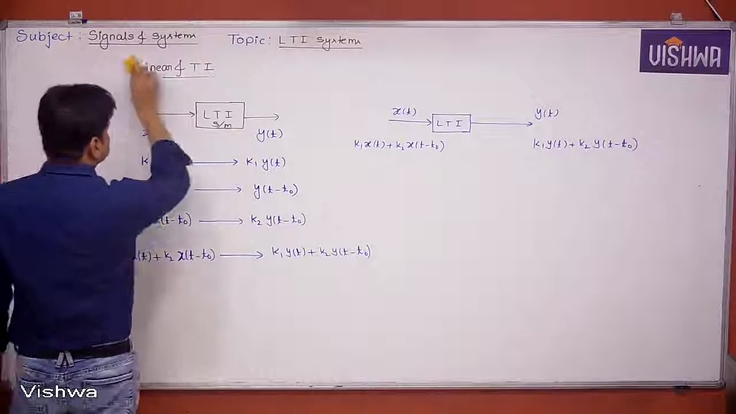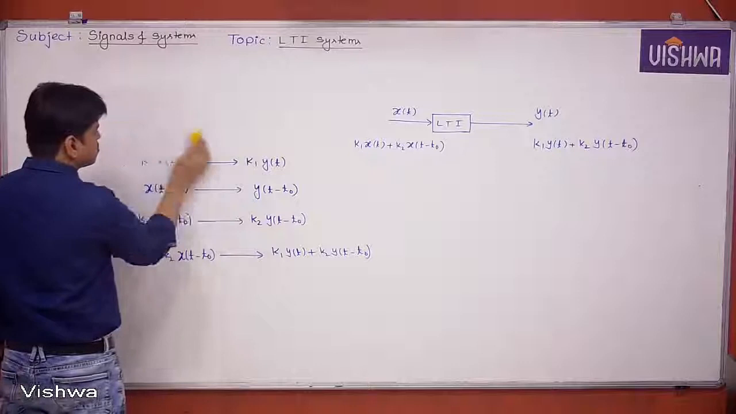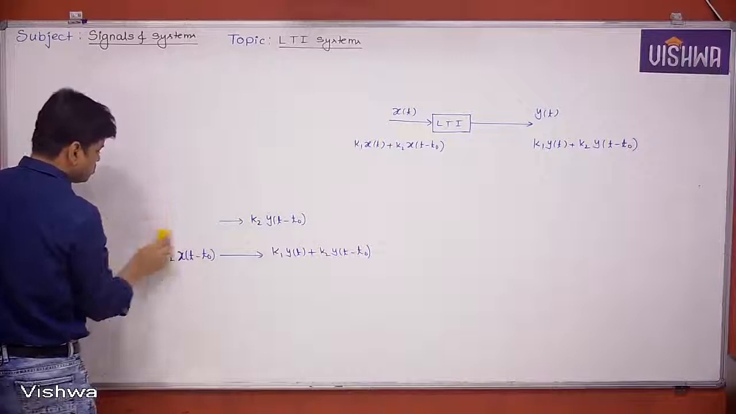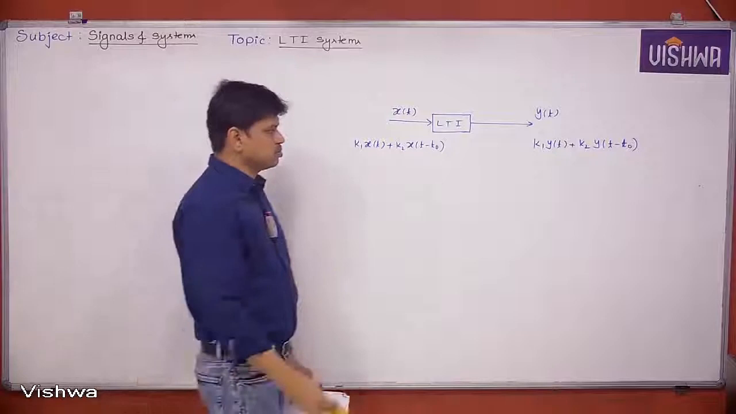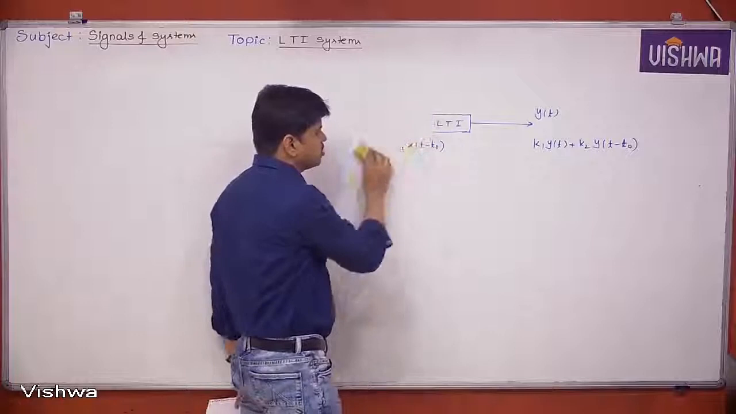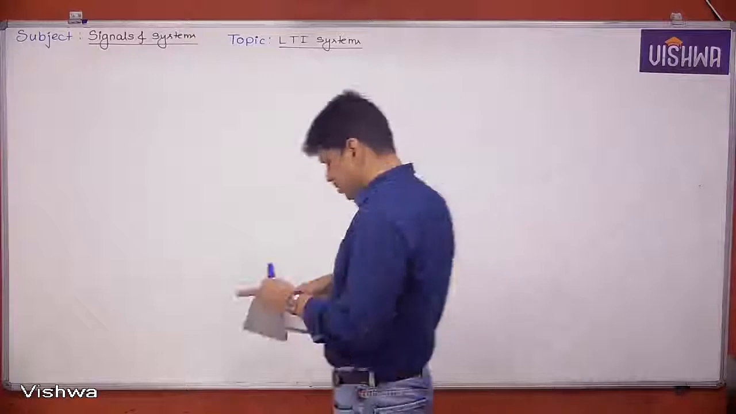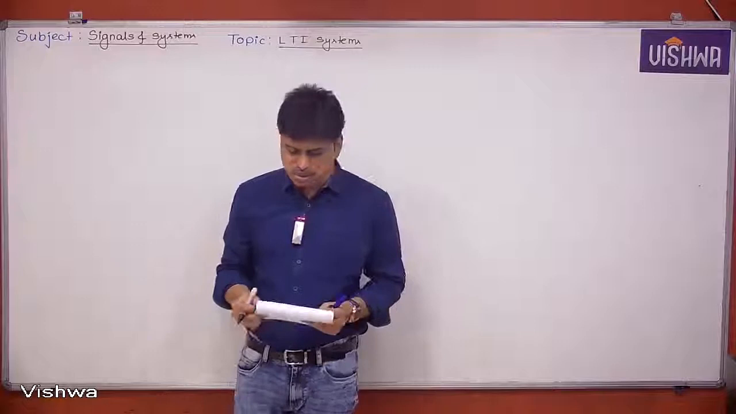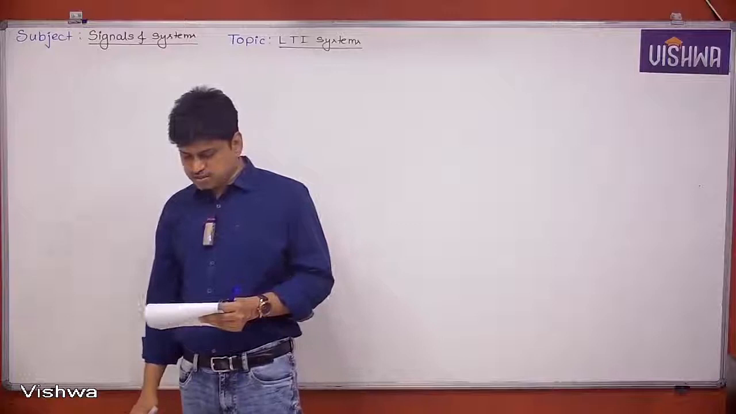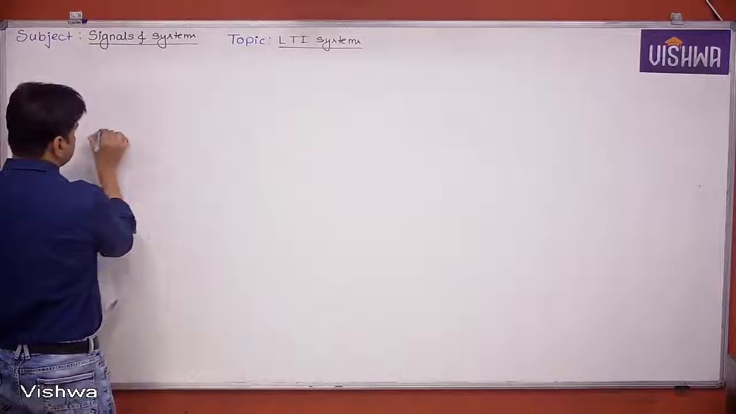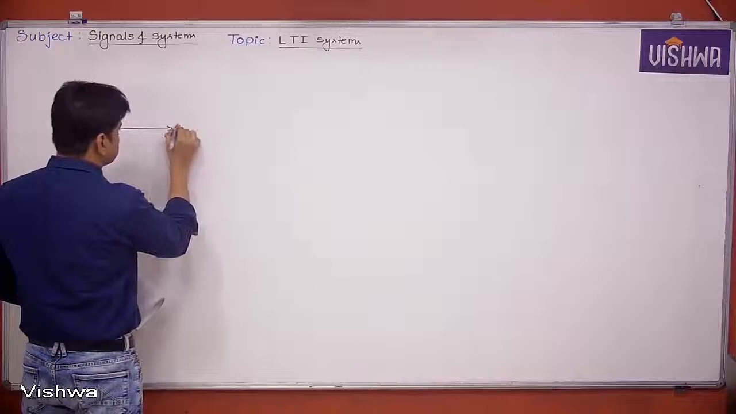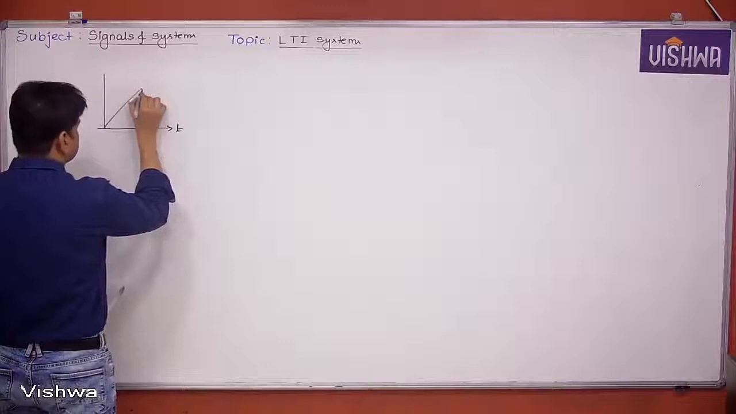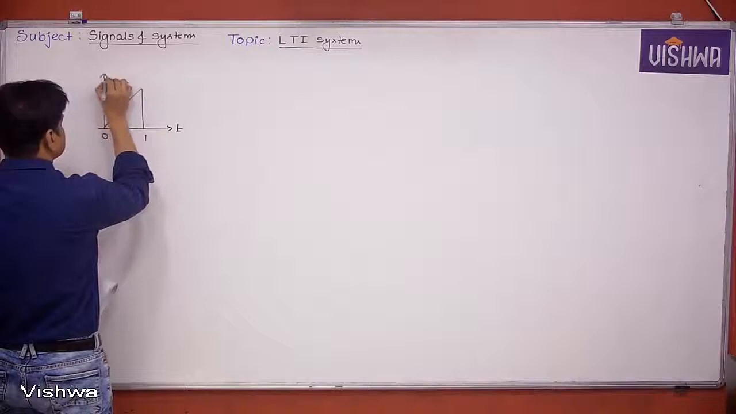Let's see a question from the workbook. The question is, the input-output waveforms of an LTI system are as shown in the figure. They have given input and output in this way. So this is x of t, which is given as input for an LTI system.